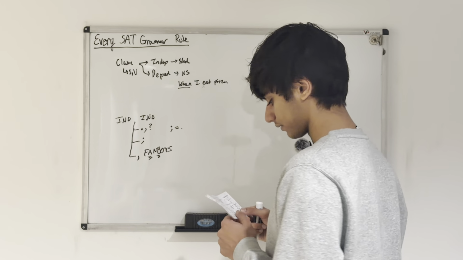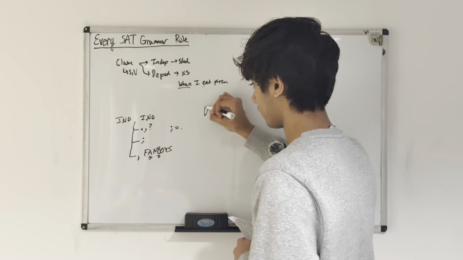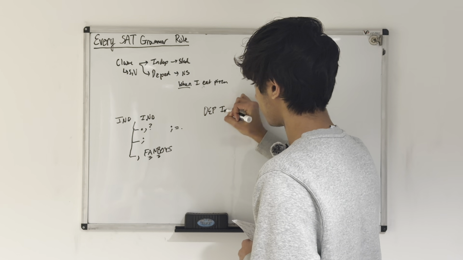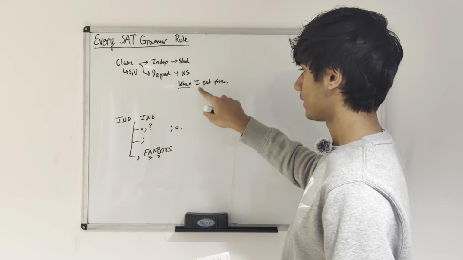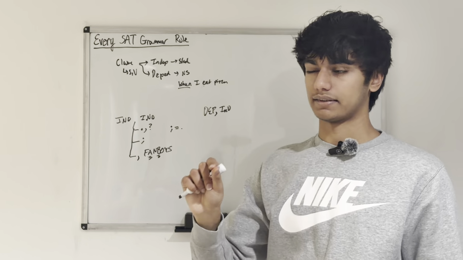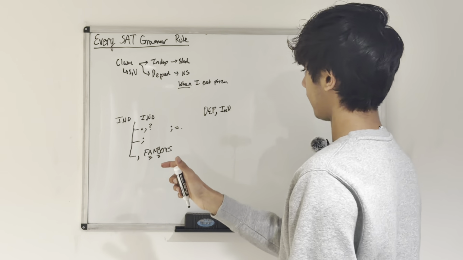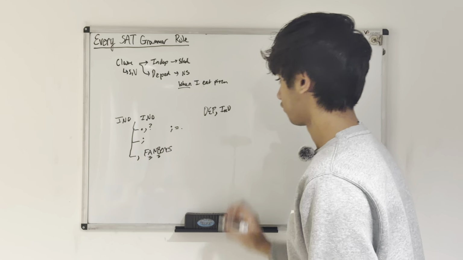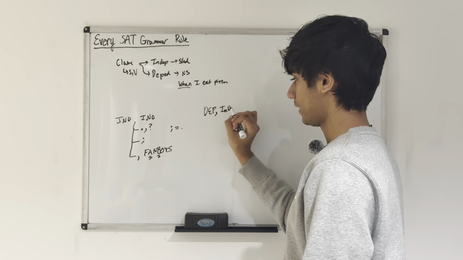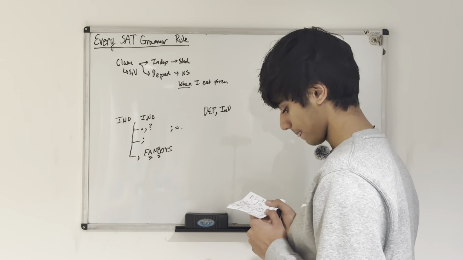Next, we can also connect dependent to independent clauses, and the way we connect these is through a comma. For example, "when I eat pizza" is dependent, and then let's say "I drink Coke" is an independent clause. So: when I eat pizza, comma, I drink Coke. That's how we link a dependent and an independent clause, with a comma.